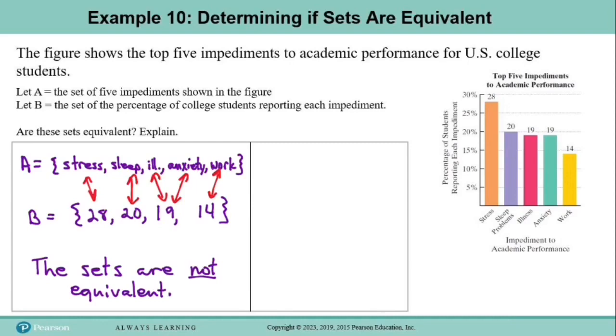Another shorter, maybe easier way to look at it is that set A contains 5 elements. In other words, the cardinality of set A is 5, and the cardinality of set B is only 4, because there are only 4 different numbers here. And therefore, since the cardinalities are not equal, the sets are not equivalent.